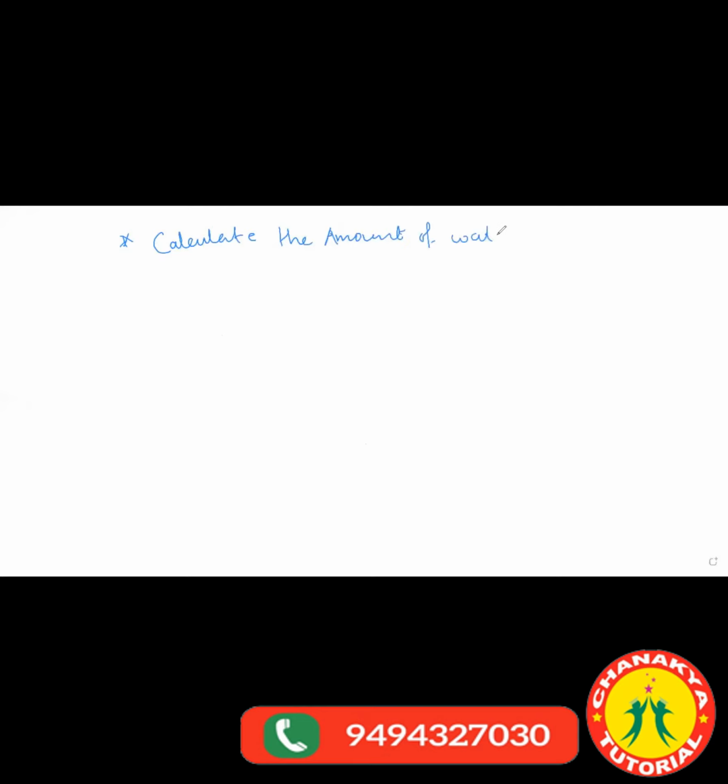Amount of water in gram, right? Water produced by the combustion of 16 gram of methane. Yeah, 16 gram of methane. Burn, correct?